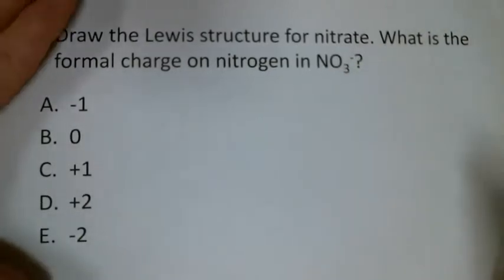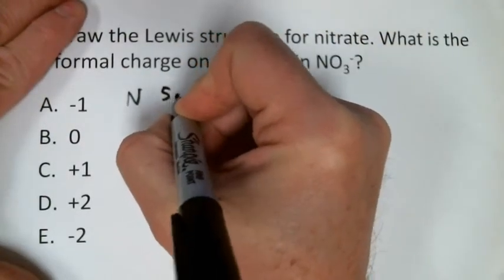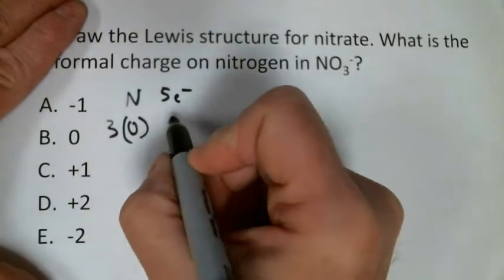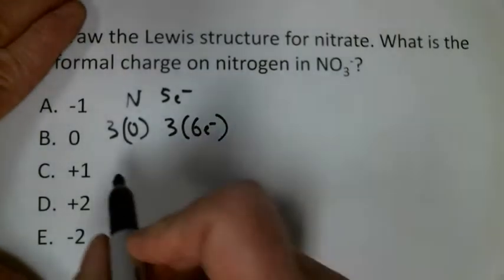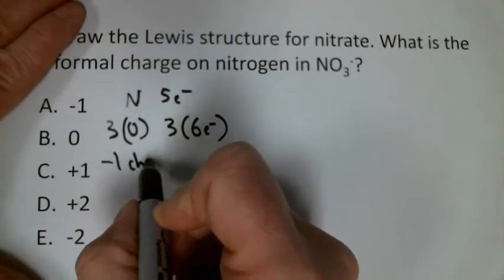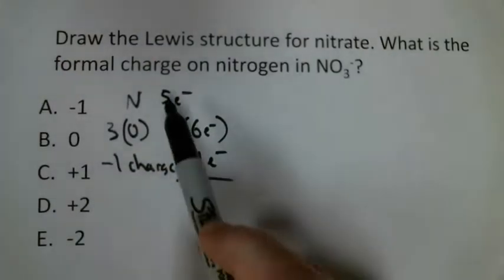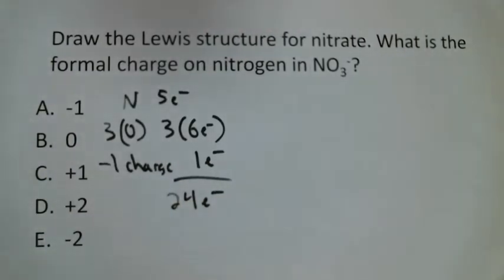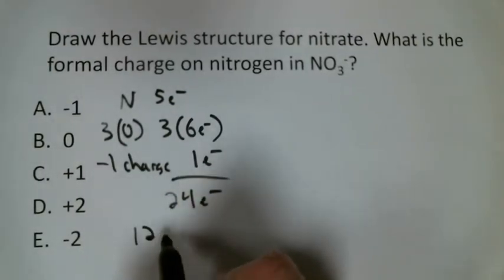Let's count the electrons. So nitrogen has 5 valence electrons because it's in group 5. There's 3 oxygens, and oxygen's in group 6. And then we have a -1 charge. So -1 charge is 1 electron. All right, so that means we've got 24 electrons. Did I do that right? I sure hope I did. 24 electrons. 3 times 8, 16. Okay, yeah, good. And that's 12 pairs.